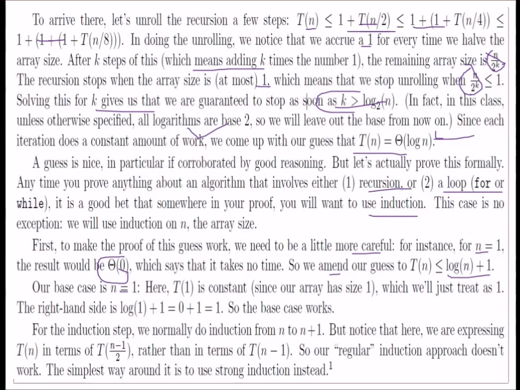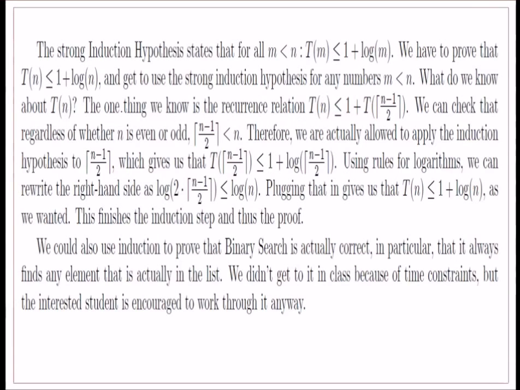And on the right hand side, log n plus 1, we place 1 here, log 1 will be 0 plus 1. So that is the base case work for induction. For the induction step, we have to do it for n, or k plus 1, say k or n plus 1. We are expressing T(n) in the form of T((n-1)/2) rather than T(n-1). So the regular induction approach doesn't work here. The simplest way around is to use a strong induction instead.